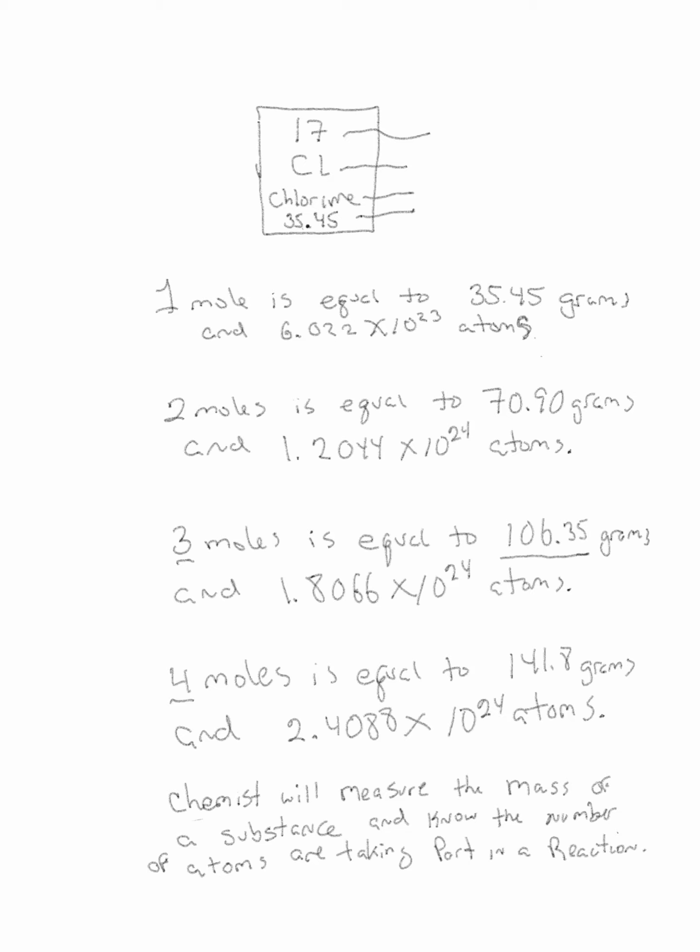So chemists, when they measure out substances to take part in a chemical reaction, they'll measure the mass of it. So if I wanted to react 1 mole of chlorine with 1 mole of another substance, I would have to put 35.45 grams of chlorine and react that with something else. Let's look at chlorine. Okay? And we can take this and look, right? Chlorine, you said, is 35.45 for atomic mass.